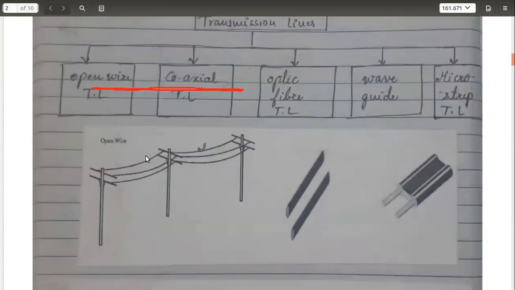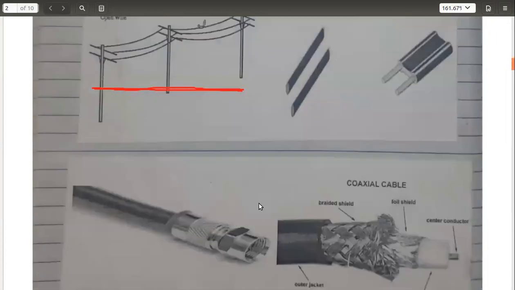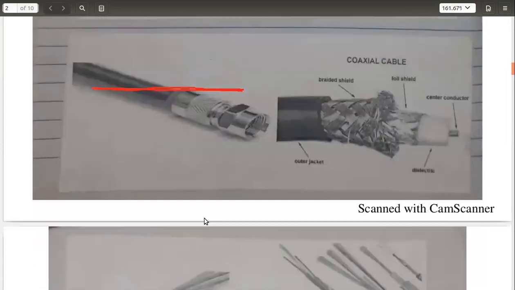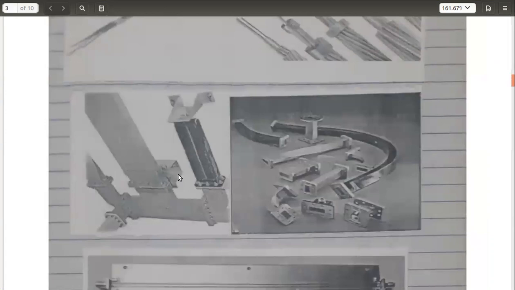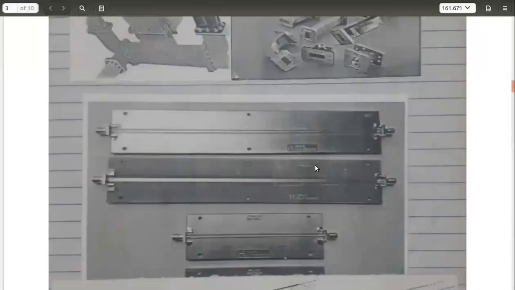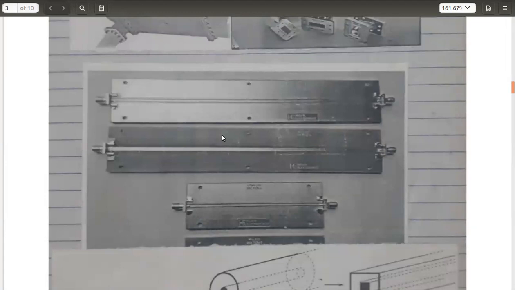These are a few examples. Open wire, then coming to the coaxial cable. These are the optical fibers. These are the waveguides. Different waveguides I have taken. Sorry, the images are not color. These are the strip lines. You can see some three strip line examples I have taken.